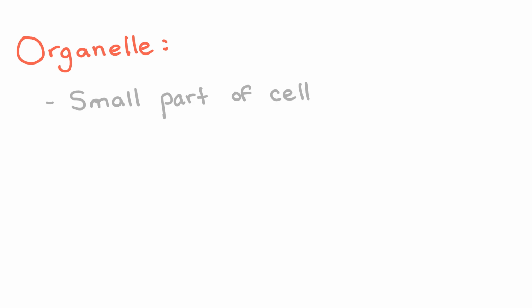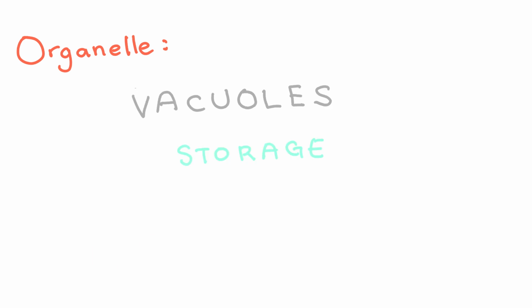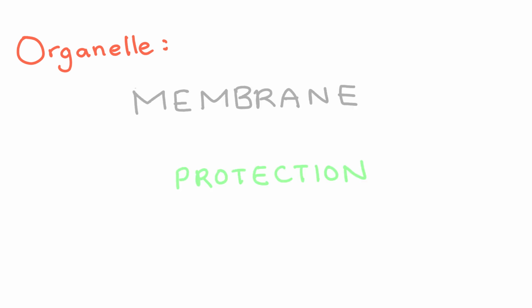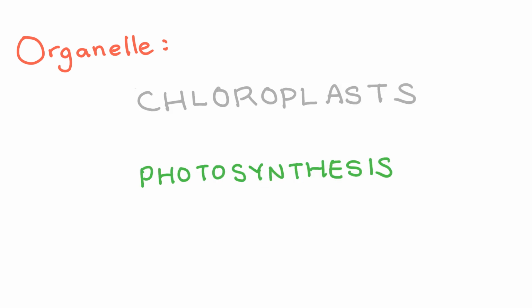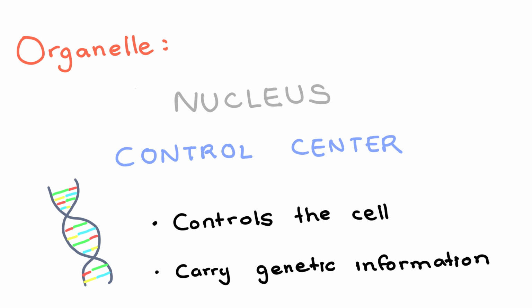An organelle is a smaller part of a cell that performs a specific function, such as mitochondria, which turns water and nutrients into energy, the vacuoles, which are just the storage house of the cell, the membrane, which offers protection for the cell, chloroplasts, which is where photosynthesis occurs, and nucleuses, which are the control center of the cell. They house DNA, which controls the cell and carries all your genetic information.